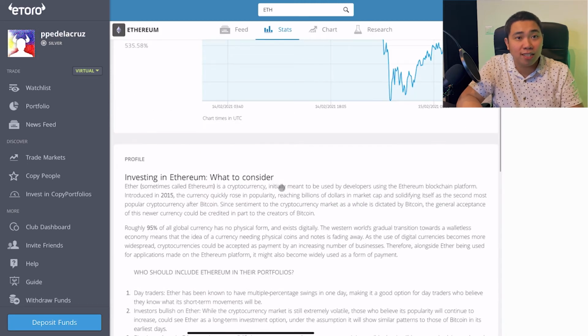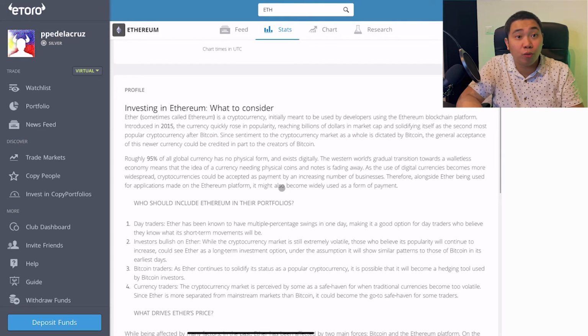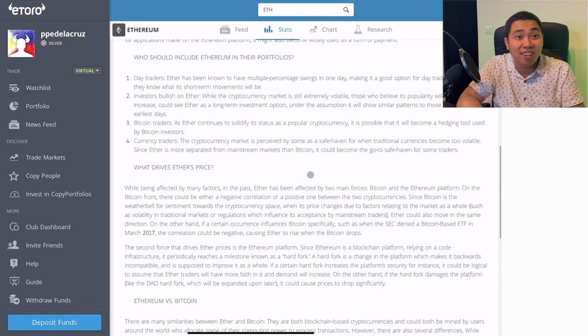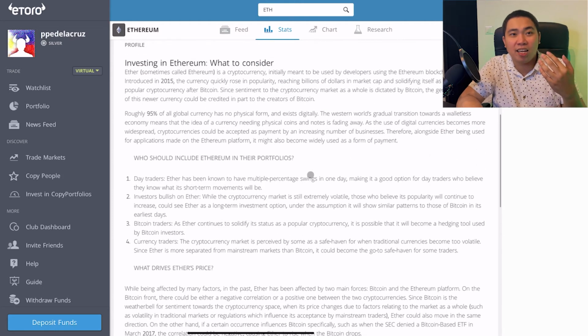You would also see some cases where eToro will have some profile on what that investment is. So for example, there's a long article on what Ethereum is. So if you actually want to understand what's driving the price, should you include them into your portfolio, these are actually good free resources that you have.